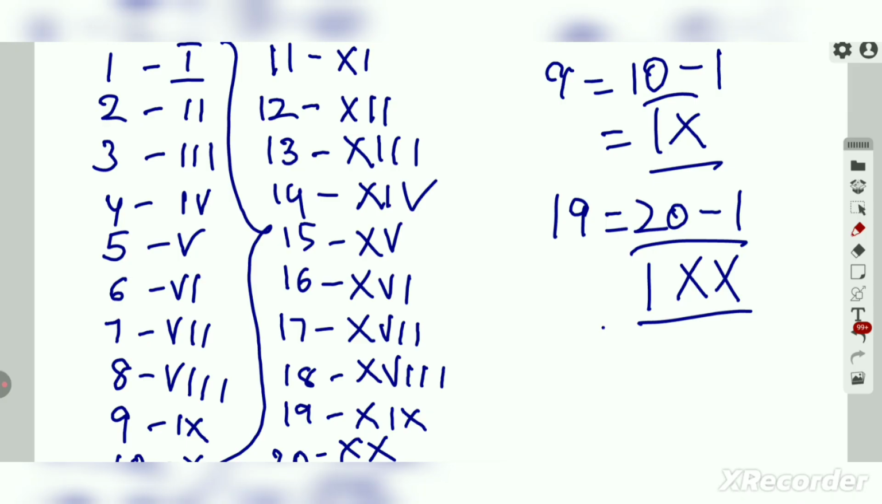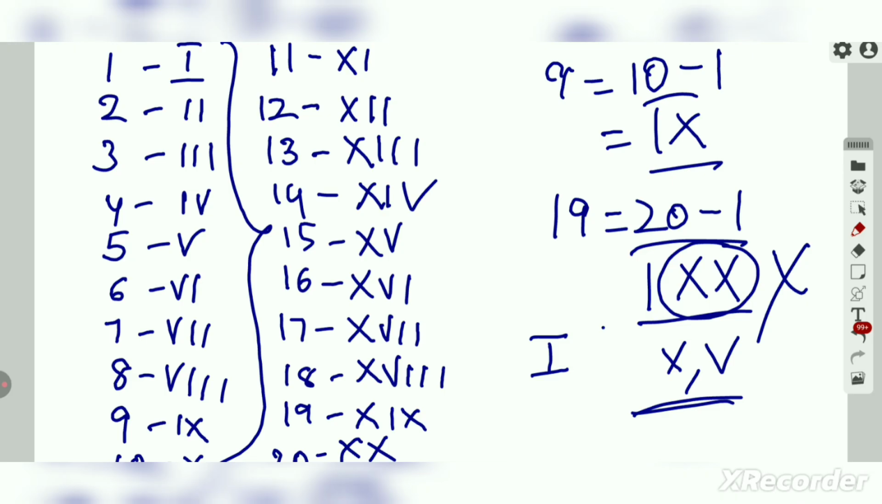Because it is against the rule. What is the rule? I can be subtracted only from X and V. That is, I can be subtracted only from 10 and 5. It cannot be subtracted from 20. Clear? So this becomes a meaningless Roman numeral and this is the meaningful Roman numeral.